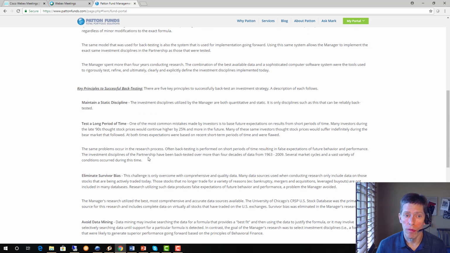Some keys about the research process is that we maintain a static discipline. That's important to understand because you don't want to have a strategy where we say, well, it sort of worked during the 60s and 70s, but then we had to change it because it stopped working in the 80s and 90s. None of that kind of stuff. We didn't change it at all. So it's the exact same strategy, disciplines, and rules that we tested every single day back to 63, exactly the way that we launched it in 2010 and exactly the way that it's run today. So a static process.